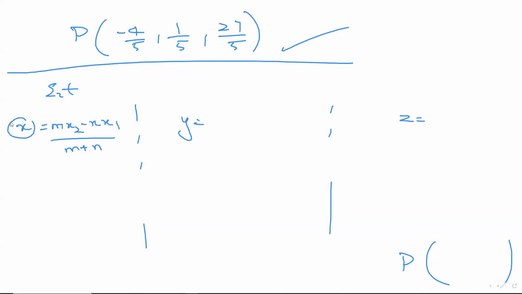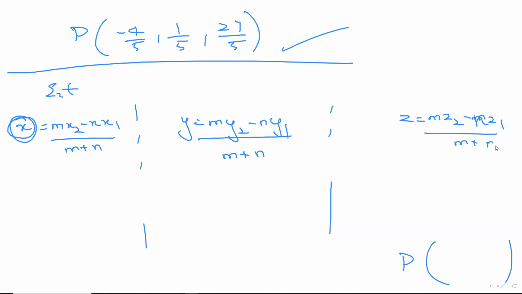Please check. The left-hand side was X. Therefore, the right-hand side also is in terms of X2 and X1. Similarly, Y will be equal to M Y2 minus N Y1, whole thing divided by M plus N. Z will be equal to M Z2 minus N Z1 divided by M plus N. Okay. It's important for you guys to showcase the formula.